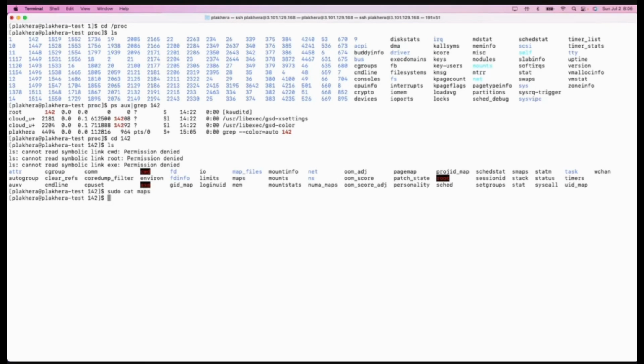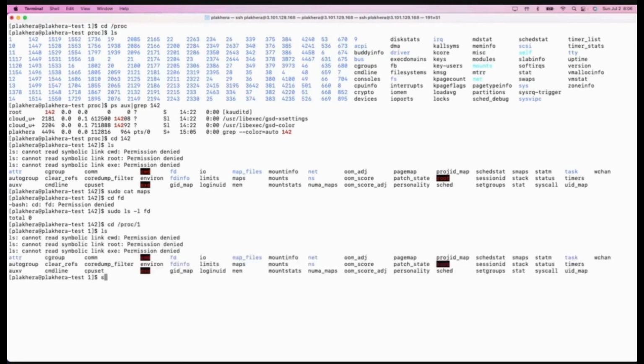Nothing in the map. That is strange. But if you go inside fd, hopefully we have permission. Okay, no. Nothing. Okay, so let's look at some other process which will give this information.